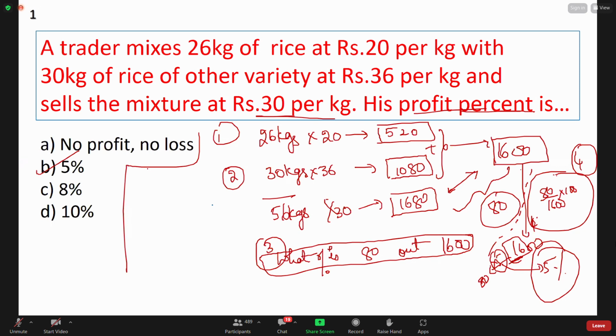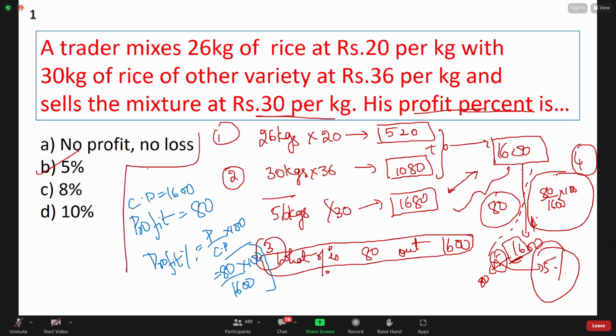Profit is 80 and the cost price is 1600. What do we need? We need profit percentage. So if you go by formulas, it is profit by CP into 100. So it is 80 by 1600 into 100. We need profit percentage, right? It's not a percent, 80 is a profit. Sorry, guys, I did not write 80% anywhere.